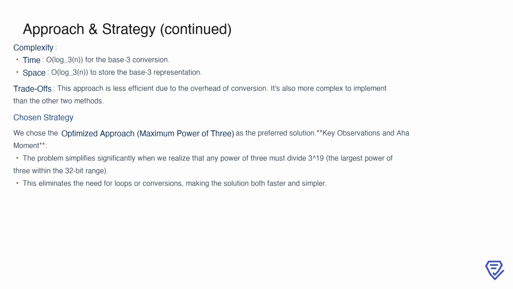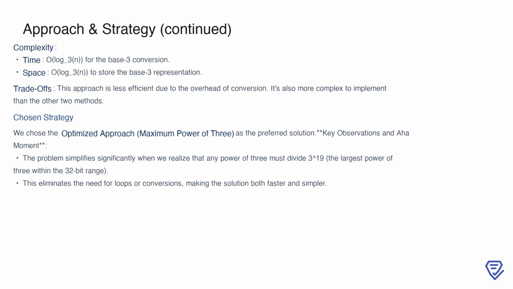Another alternative approach involves converting the number n into its base 3 representation. The intuition behind this is that in base 3, any power of 3 will always have the form 10...0, that is, a single 1 followed by only zeros. To implement this, we convert n into its base 3 form and then check if it matches this pattern.